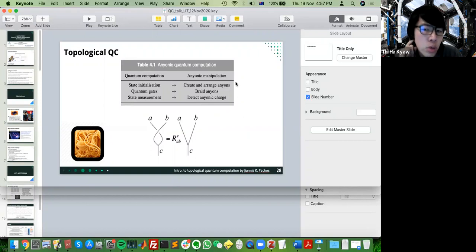Yes, topological QC is universal. It's no doubt. As I mentioned in my previous talk, in order to show universality, what you have to show is arbitrary single qubit gate operations plus the CNOT gate. That way you show universality, and topological QC has that as well.